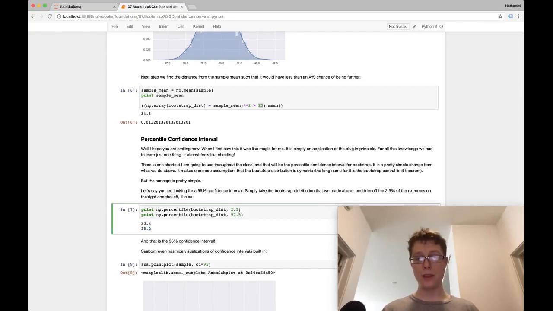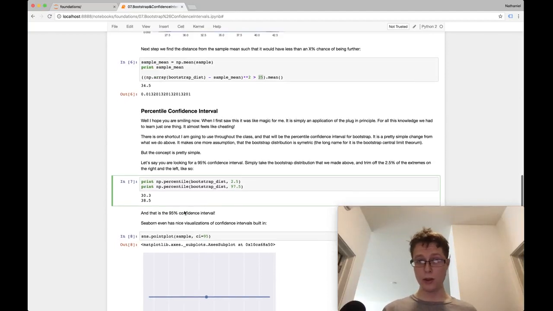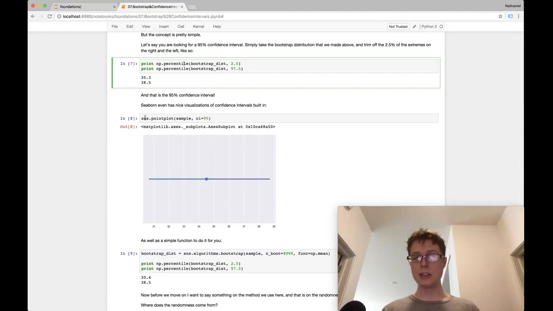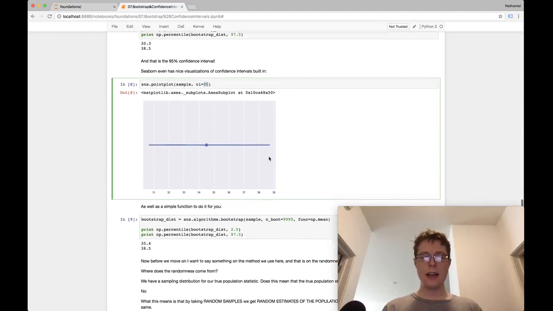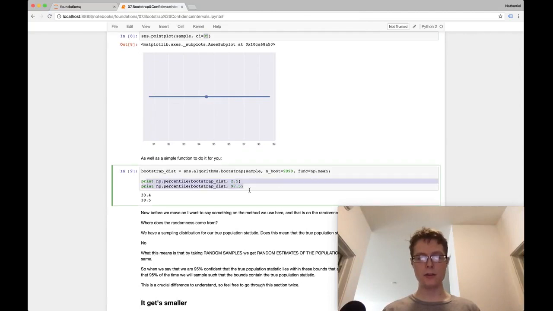Pretty cool. I'll show you 2 more tricks that can save you a lot of time a little bit later on. So this is the SNS. Seaborn has a pretty good way to visualize confidence intervals. Just do a point plot on your sample with a confidence interval of 95. In this case, it will visualize the confidence interval that you want. And of course, you can use sns.algorithms.bootstrap to bootstrap for you, and then you can figure out the percentile confidence intervals afterwards.